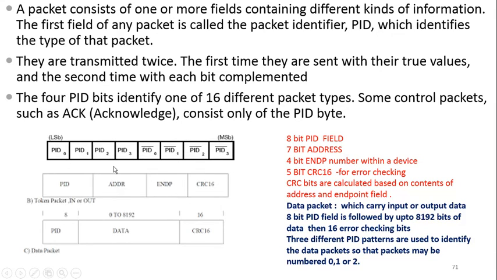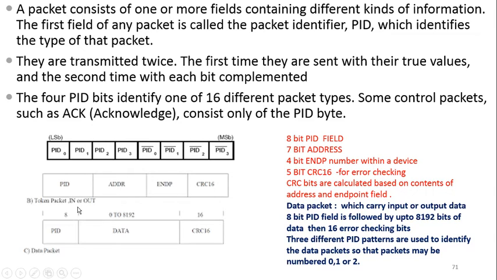Okay, here we have 4 PID bits. So using these 4 bits of PID, we can address 2 raised to 4, that is 16 different packet formats. This complemented 4 bits, this is PID 0, its complemented form is represented here. This complemented form is actually used for identifying whether some errors occur during transmission. Some control packets such as acknowledgement consist only of the PID byte. Okay, here this is the PID format, first 4 bits. Using these 4 bits, we can identify 16 different packet formats, in an 8-bit PID field.